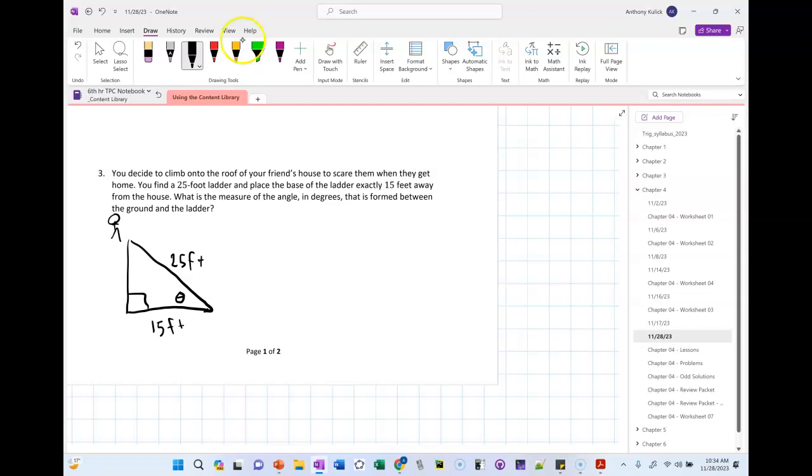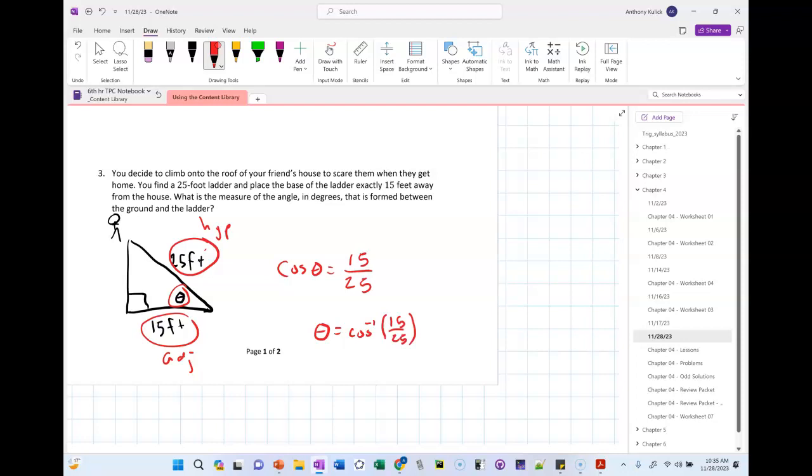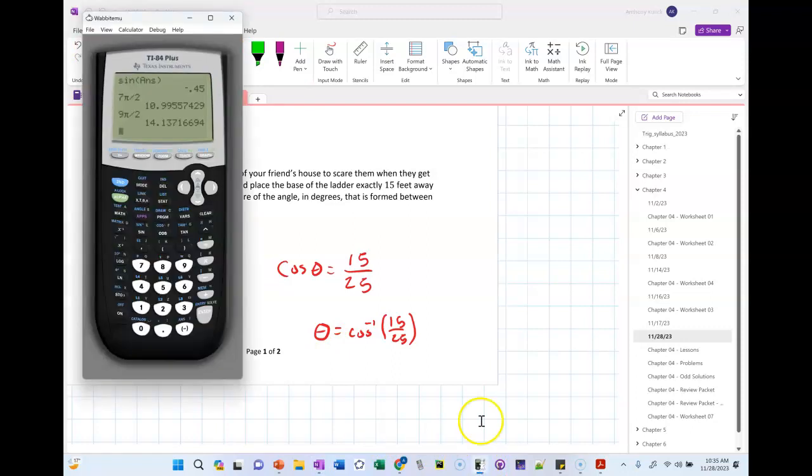Okay. So if I look at this angle, the two sides we know related to that are the adjacent and the hypotenuse. So the trig function we need is cosine. So I'll say cosine theta equals adjacent over hypotenuse. And then to solve for theta, we'll just do the cosine inverse of both sides. And then it's just calculator time, my homies.